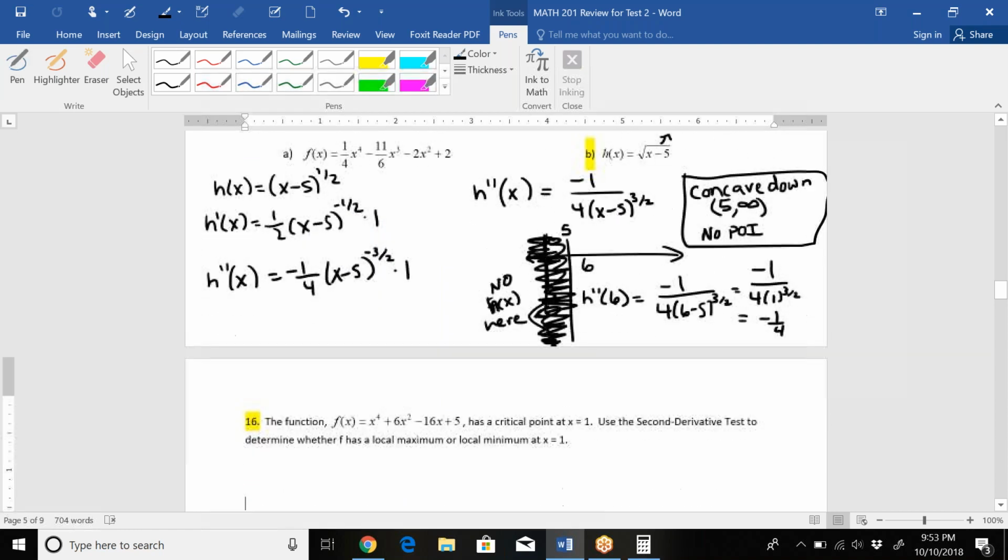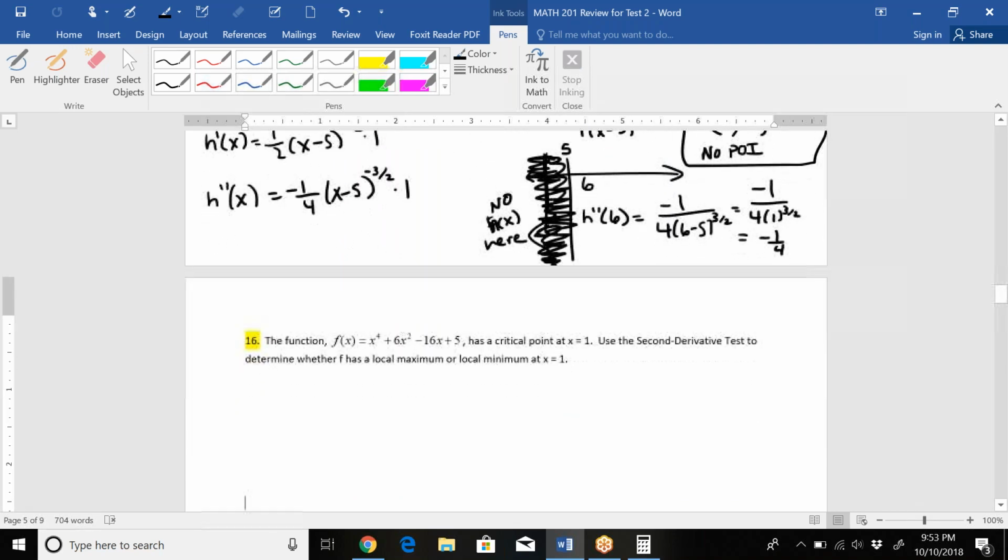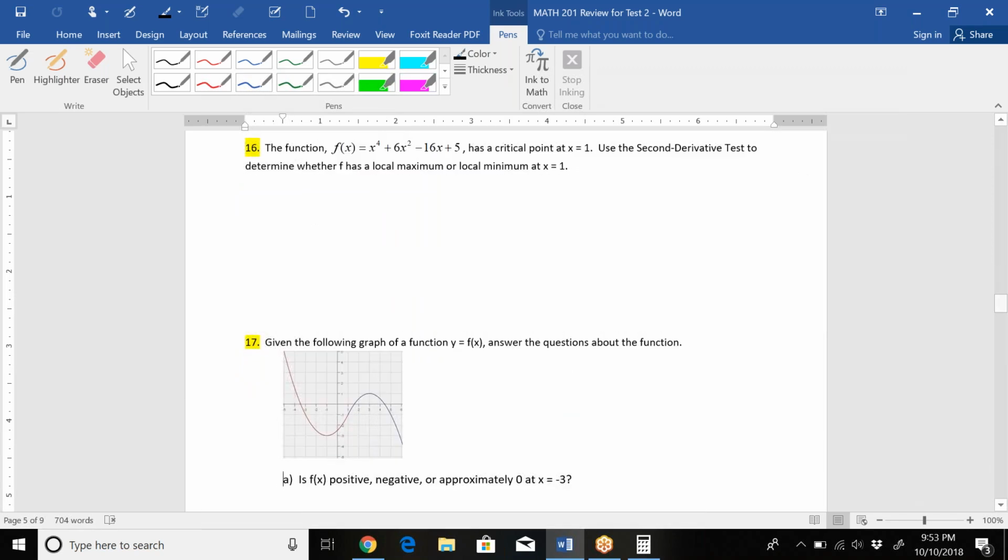And remember, if you're looking for points of inflection, you have to plug the x value that you find is a point of inflection back into the original function, which is why there's a nasty point on 15a. But remember, you are to use your calculator for that, so don't try to do it by hand. So let's look at 16.